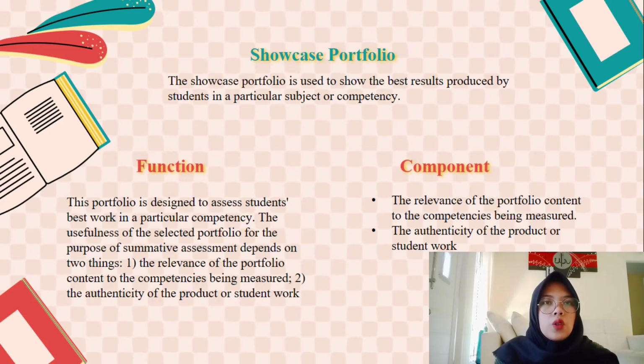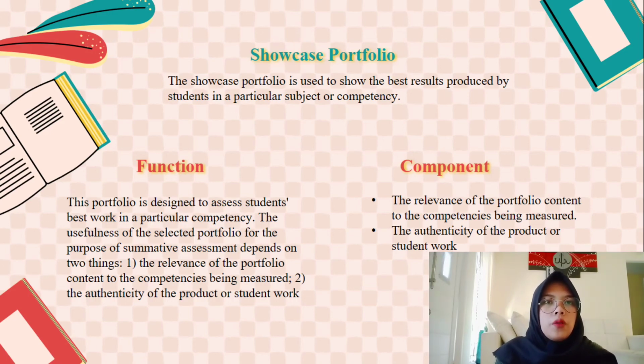And the third is showcase portfolio, which is a portfolio that is used to show the best results produced by students in a particular subject or competency. Unlike a documentary portfolio that contains proof of the process in producing a product, the showcase portfolio only contains products that have been completed. The showcase portfolio doesn't contain evidence of work process, repairs, and product improvement. This portfolio is designed to assess students' best work in a particular competency.